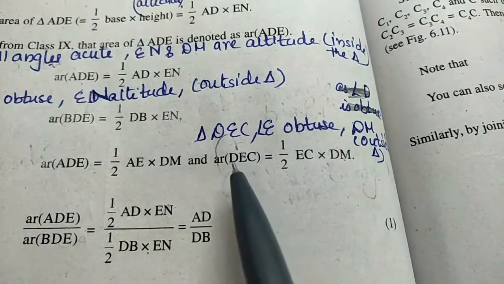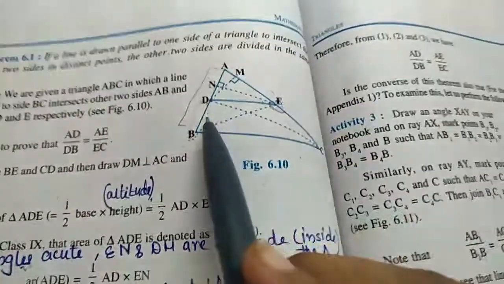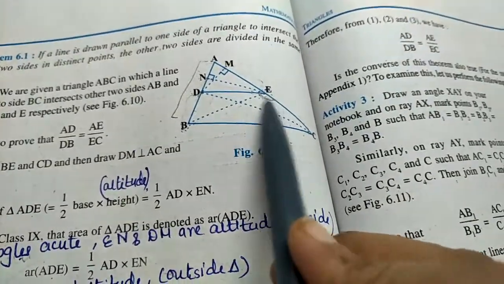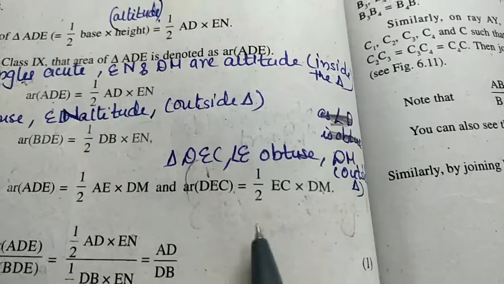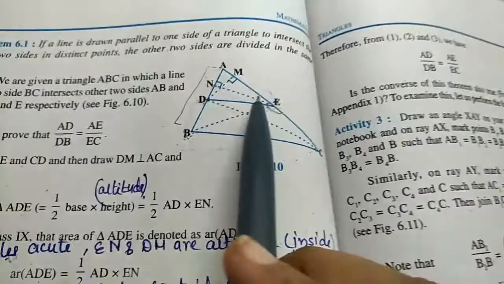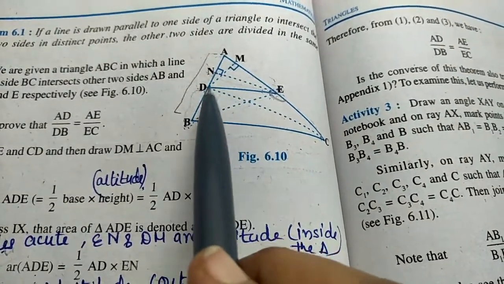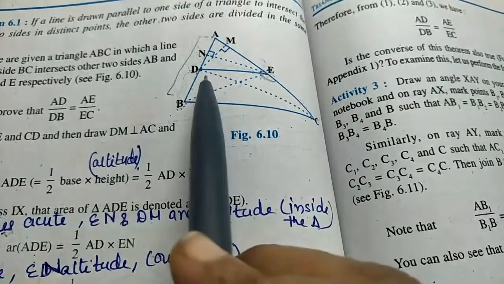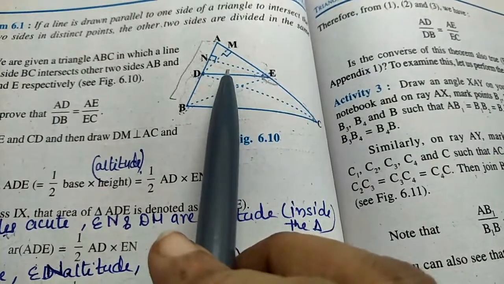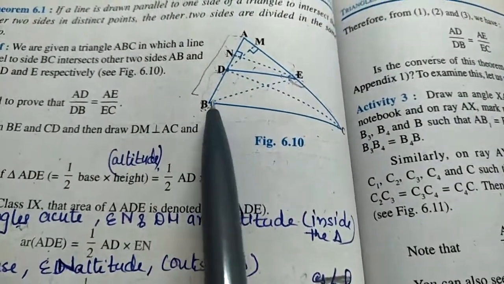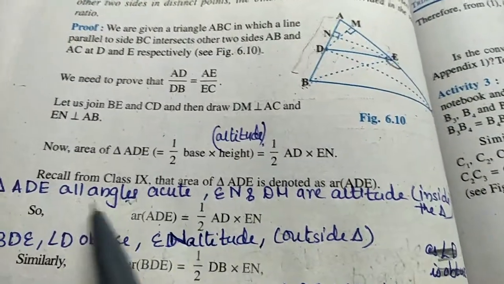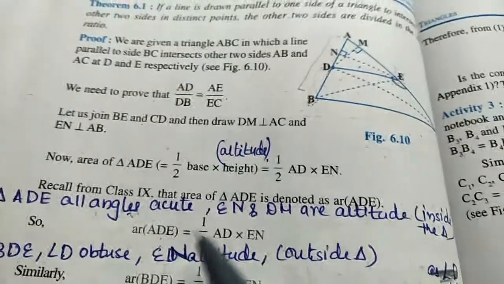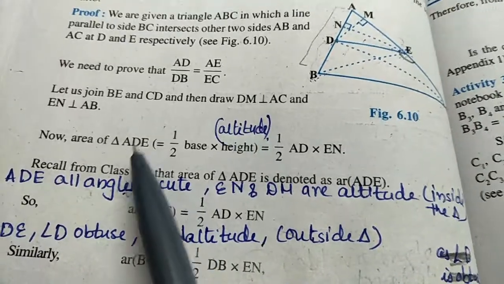Similarly, you have another triangle, DEC. Now here this is an obtuse angle. Because of that, the altitude DM, can you see this altitude DM, is an altitude of this triangle that is outside the triangle. So the first concept is, you should have the concept clear that acute angle triangles have altitudes inside, while obtuse angle triangles will have the altitudes outside. So now we go to the area.